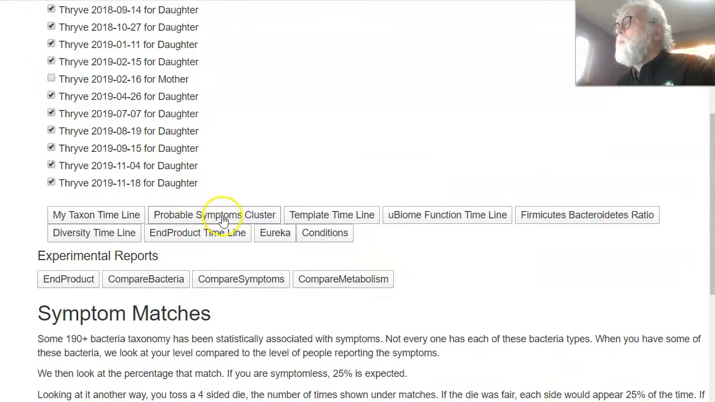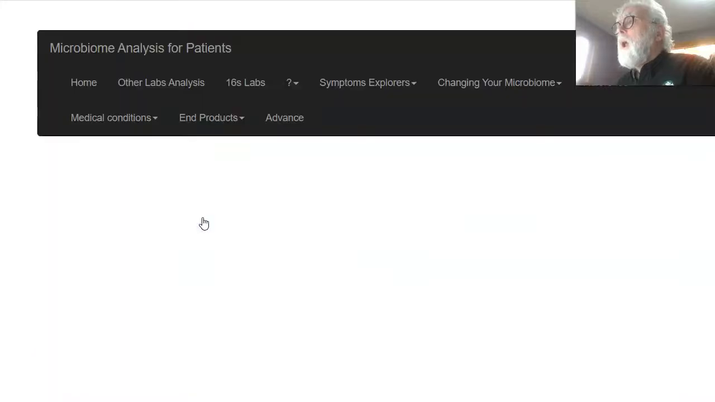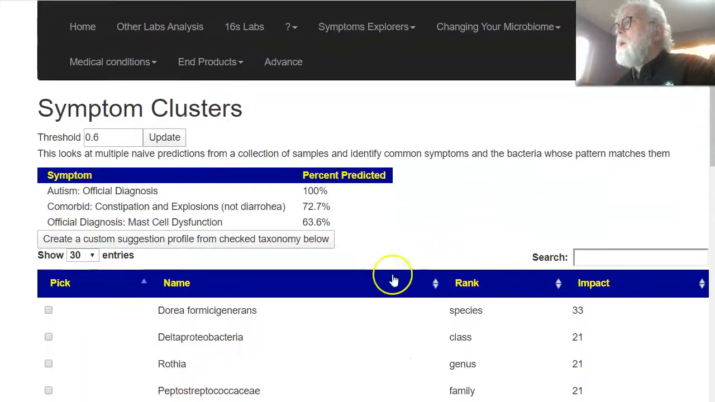Okay, so that's where we get these symptoms, and now what we are doing here is we are looking at all of them from all of these samples at one time, and we see what is habitually predicted. In this case, autism is predicted 100% of the time. Every single sample had that prediction. Here's another thing which was predicted 73% of the time. Another one, 63% of the time.